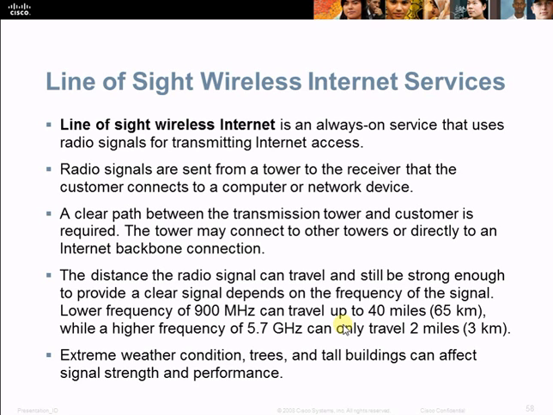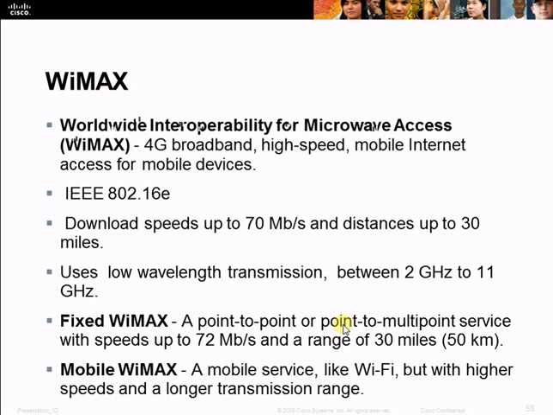Then we have WiMAX, Worldwide Interoperability for Microwave Access. It's 4G broadband, high-speed mobile internet, and the protocol is IEEE 802.16e, which has download speeds of up to 70 megabits per second, and a distance of up to 30 miles, so it's pretty big. It uses low wavelength transmission between 2 gigahertz to 11.